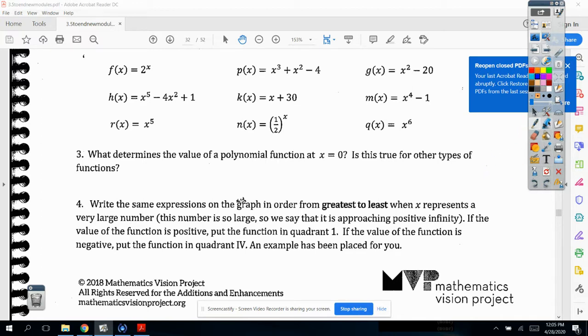Okay, now this next idea. What if x is really big? A very large number, so large that we say it's going towards infinity. Put them in order from smallest to biggest. Well, first of all, you're going to have a little bit of a problem here. Let's say that you say 1,000,000 is a really big number. What's 1,000,000 to the 5th? Well, that is a pretty big number. I'm not going to lie, if I take that to the 5th, I don't want to write it down.